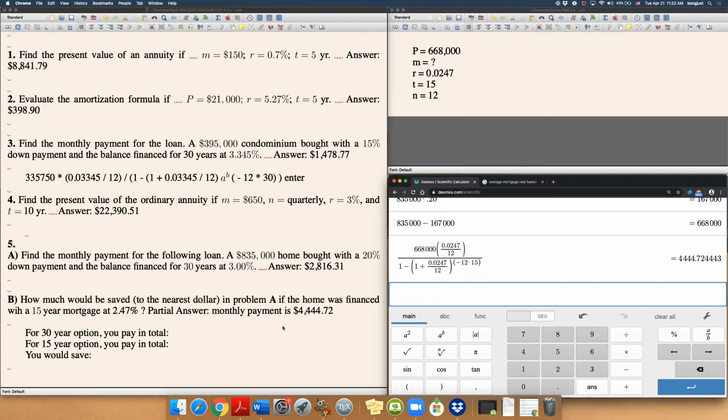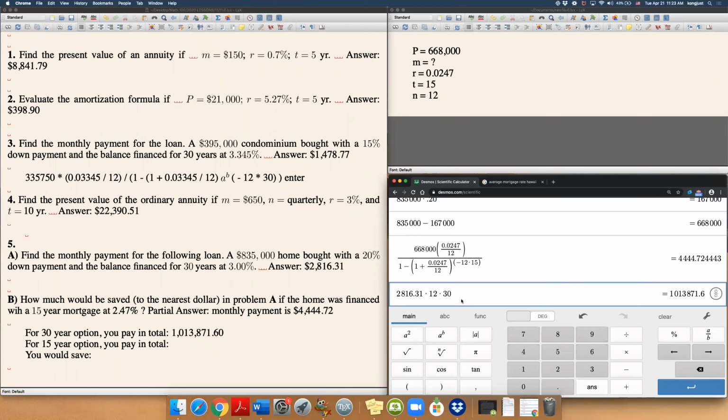So for option A, for paying 30 years, how much do you pay in total? You pay 2816.31. You do that 12 times a year, so times 12, and for 30 years, so times 12 times 30. So in the end, you pay 1,013,871.60. I have a question. Yes, question.